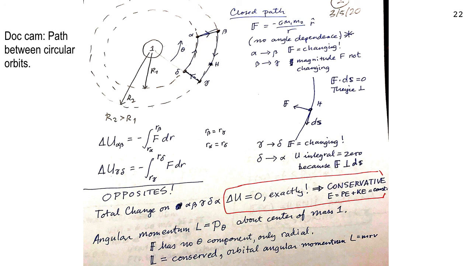So out here, let's label these points now. Alpha, beta, gamma, delta. All right. So from alpha to beta, F is changing because you're changing R. But from beta to gamma, the magnitude of the force is not changing.